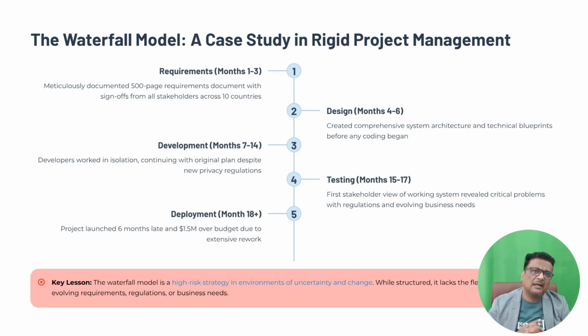The waterfall in action. There's no code being written yet. The focus is entirely on creating a perfect, well-documented plan. This is a characteristic of waterfall. Planning precedes all execution. Phase 3, implementation development, months 7 through 14.